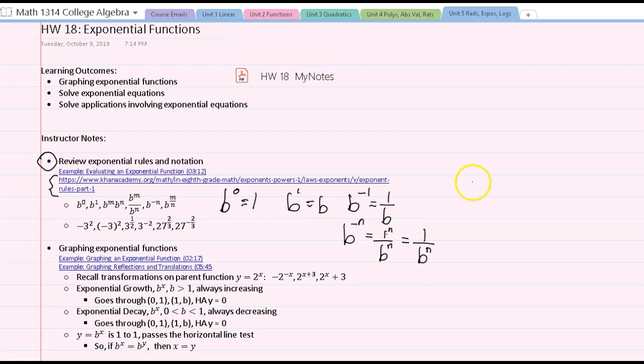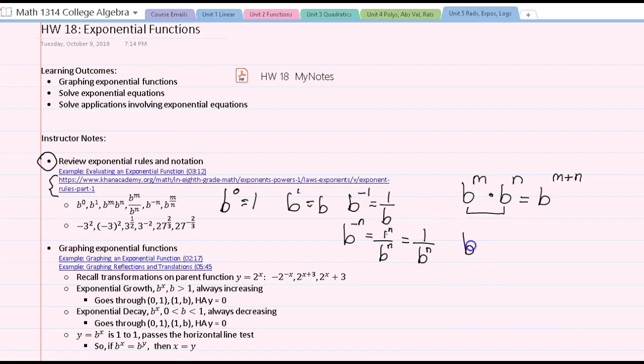And then the other thing I want to talk about is going to be the product rule as well as the quotient rule. So the product rule says that if I have b to the m times b to the n, in other words, I have the same base but different exponents, then my answer will be b to the m plus n. And the video that I mentioned will actually tell you why this works.